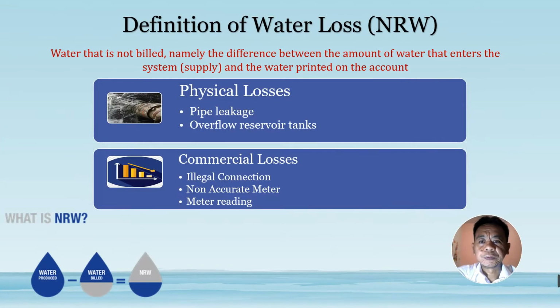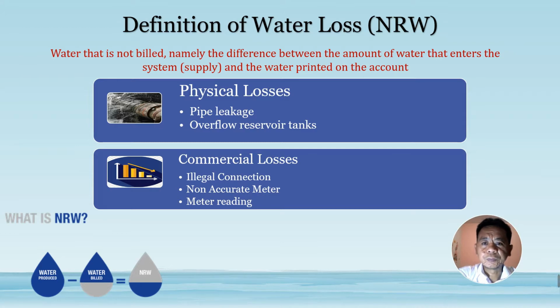Before we go further, what is the definition of water loss in the water sector business? Usually it is named non-revenue water. Water loss is water that is not billed, namely the difference between the amount of water that enters the system supply and the water printed on account.